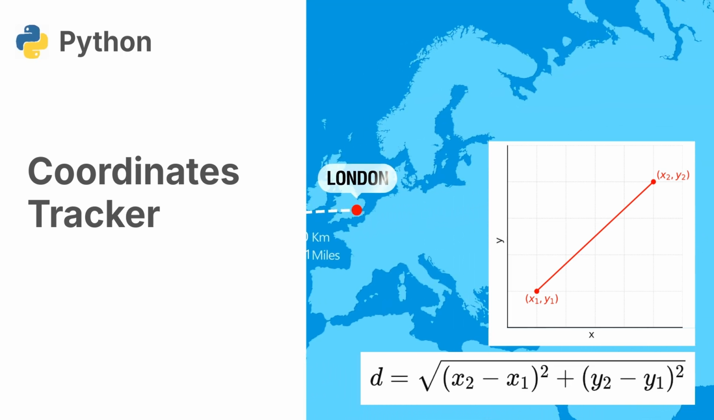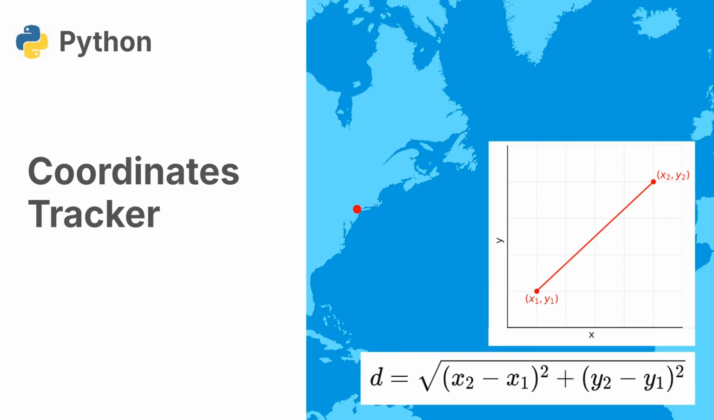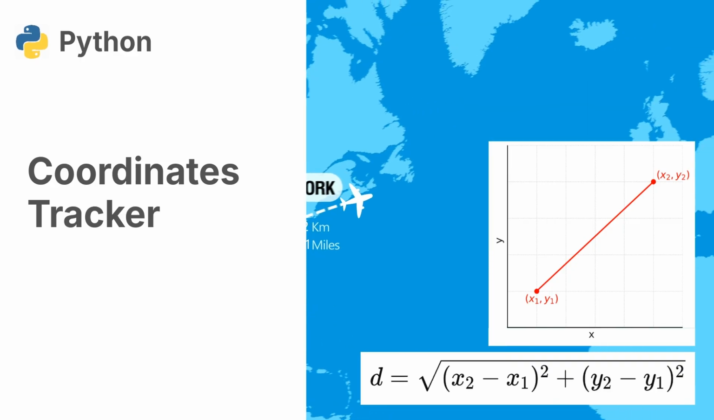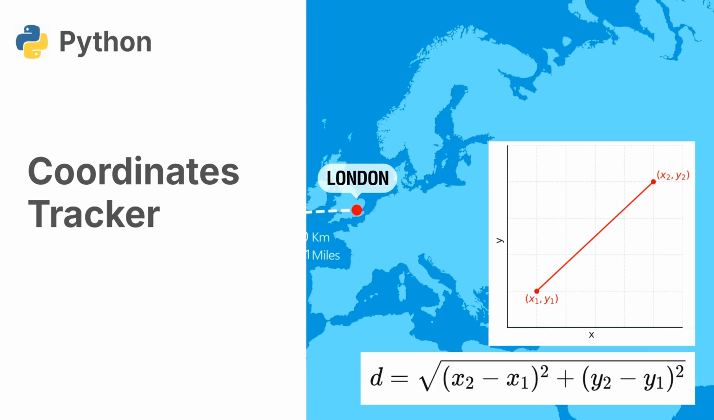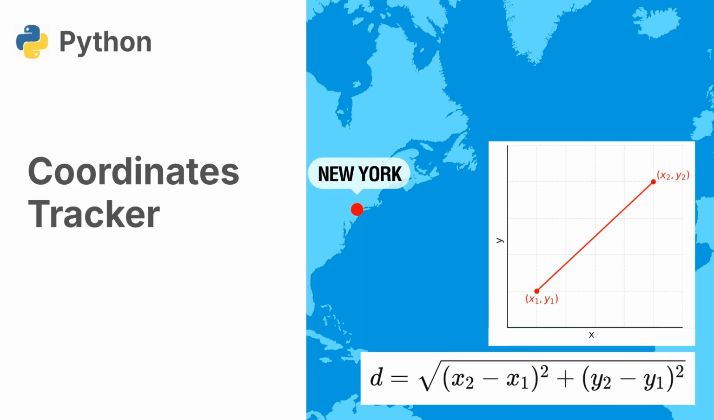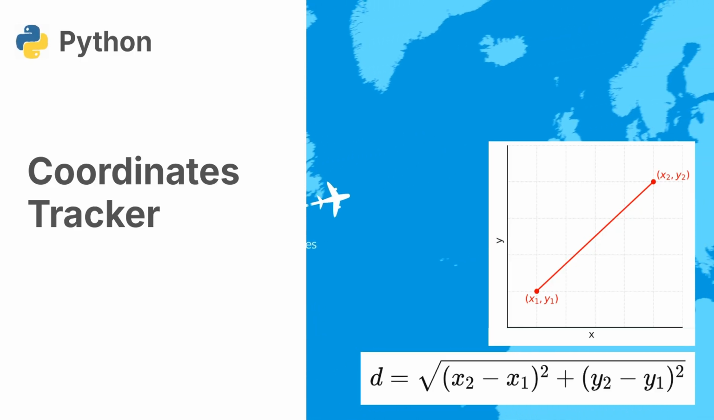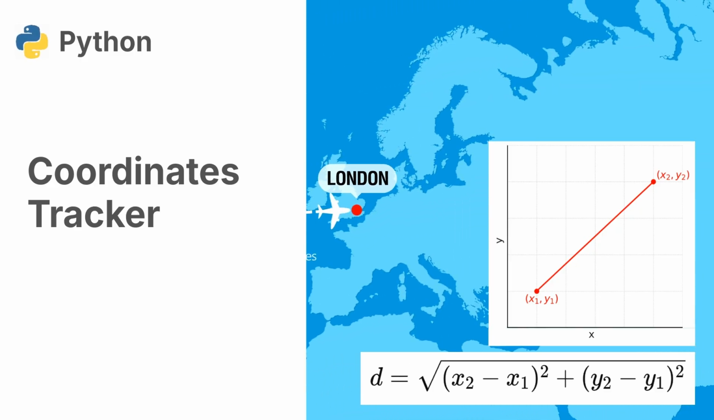We're going to make a small Python program that works just like this. You'll be able to enter 2 points, and the program will tell you the distance between them. It's a fun way to see how math and coding come together to solve a real-world problem, like measuring the distance between cities on a map.